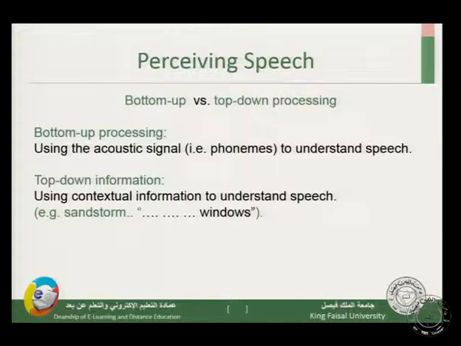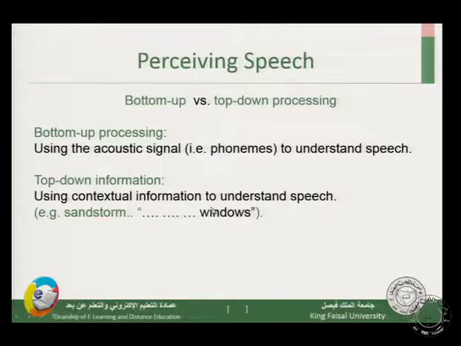The second kind of information which you use in order to understand speech is top-down information. Top-down information is the context. So the contextual information is used in order to understand speech. So sometimes a speaker is speaking, but you are not able to understand him well. You make use of the context in order to understand what he is saying.